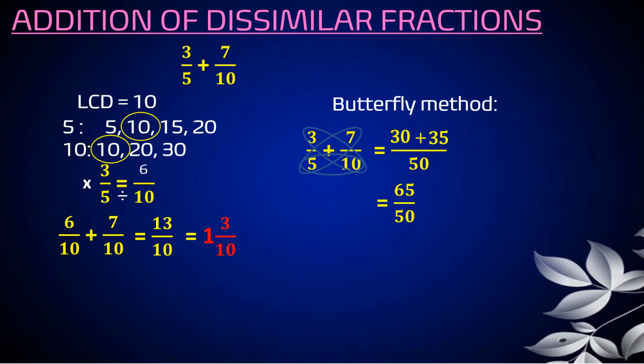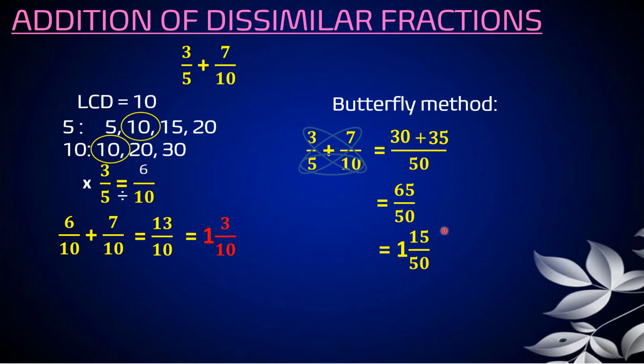From our answer, let's simplify. Ilang 50 meron kay 65? So, meron tayong isang 50 kay 65. And then, yung ating remainder ay 15. And then, the remainder will now be the numerator of our fraction. And then, i-copy lang natin ang denominator, which is 50. So, ang fraction natin ay mixed number. So, we have 1 and 15 over 50.